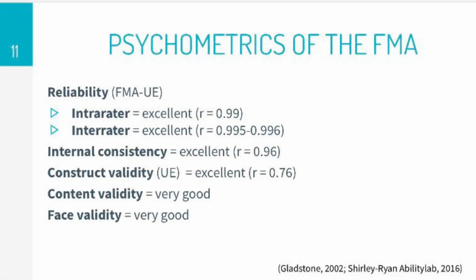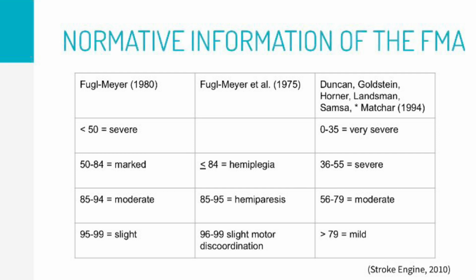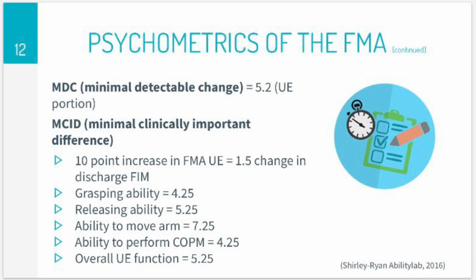The FMA was found to have excellent intra-rater reliability, inter-rater reliability, internal consistency, and construct validity. Both the content validity and face validity were found to be very good. Here is a chart that summarizes normative information regarding the scores of the FMA. The MDC of the upper extremity portion was 5.2. The MCID was found to have a 1.5 change at discharge. It was also found for the grasping ability, releasing ability, ability to move the arm, ability to perform the COPM, and overall upper extremity function.